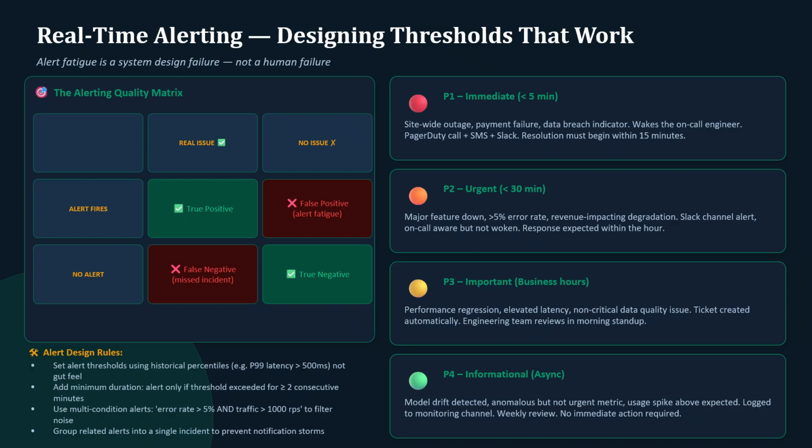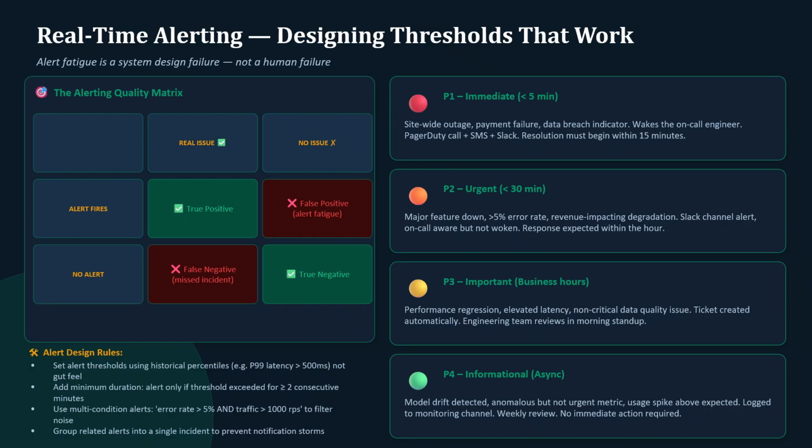Alert fatigue is one of the most dangerous operational problems in data and engineering organizations. When alerts fire constantly and most of them are false positives, the engineers start ignoring them. And then a real incident is missed because the team assumed that it was another false alarm.